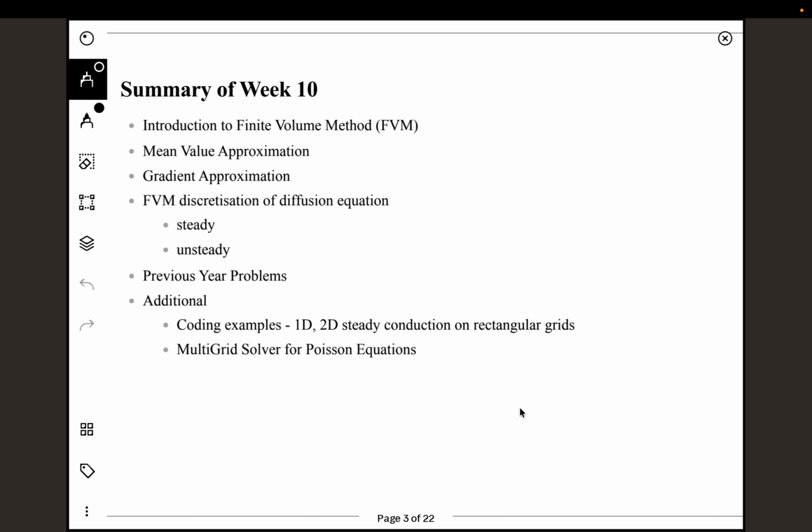Followed by that, we will see how to do the discretization using this particular formulation for the diffusion equation under steady and unsteady conditions. Then we will discuss some of the MCQ questions, which will be very similar to the ones that you can expect in case you're appearing for the exam. And if time permits, we will also see how to implement this in code for 1D and 2D steady conduction equations on rectangular grids.